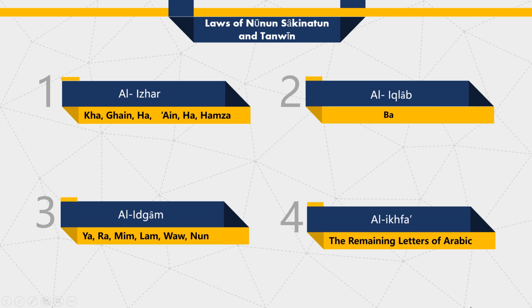So when we are talking about the laws of Nunu Sakina and Tenwin, remember I've told you before that Nunu Sakina and Tenwin are the same. You have Nunu Sakina at the end of both of them. When you have Tenwin, Tenwin has to do with a letter and Nunu Sakina. If you have Fatiatani, Fatia Tan, that is Fatia An, that is Fatia Nun Sukun An. If you have Ta Fatiatan, you have Ta Fatia plus Nun Sukun Tan. So it's the same rule generally.